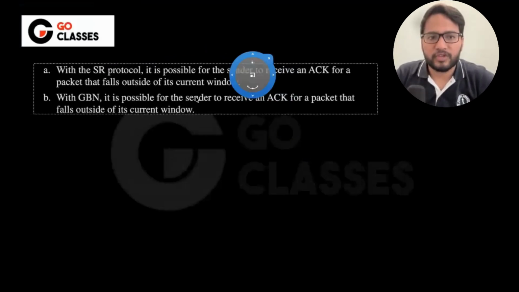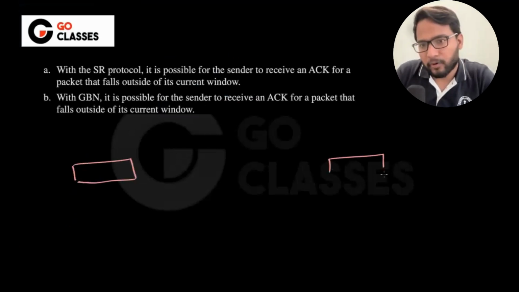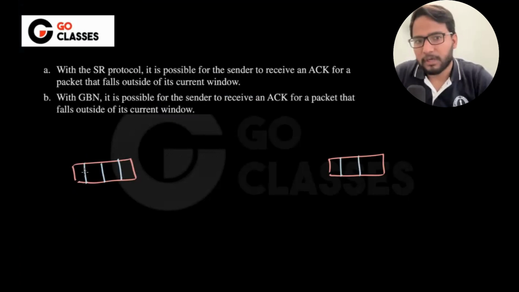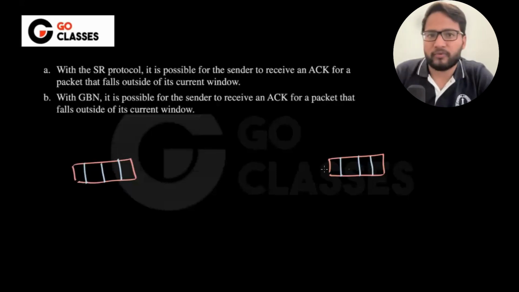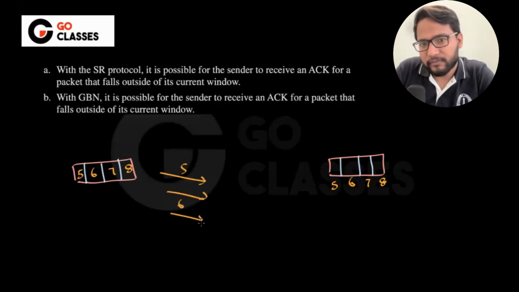So this option A is saying that suppose you are using selective repeat protocol, which means the sender has some window and the receiver also has the same window. I mean, the size of the window is the same. So what is the size of the window here? The size of the window is 1, 2, 3, 4, then it will also be 1, 2, 3, 4. Now the sender will be sending some packets. Let's suppose the packet numbers are 5, 6, 7, 8. These packets the sender is sending, so it is also waiting for 5, 6, 7, 8.